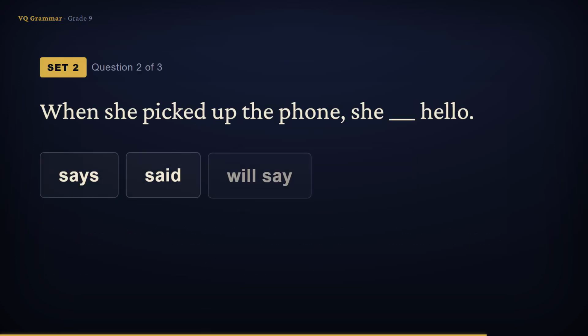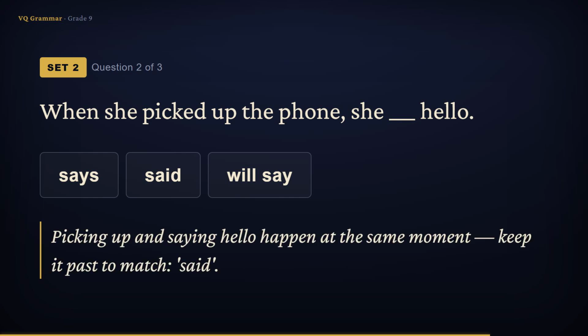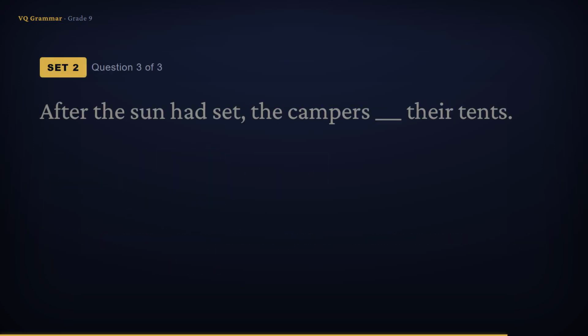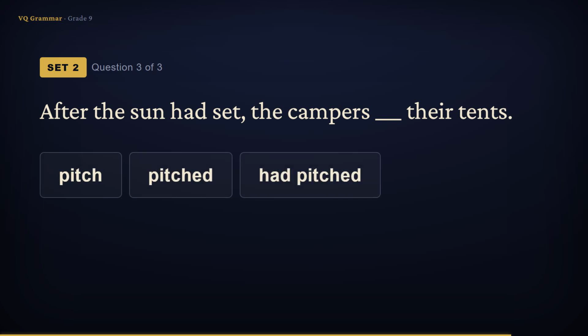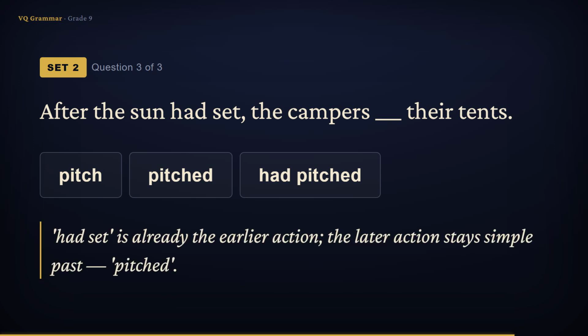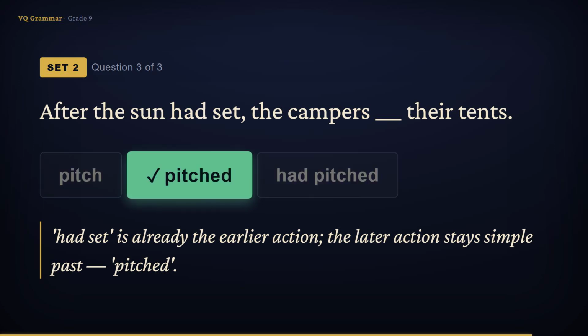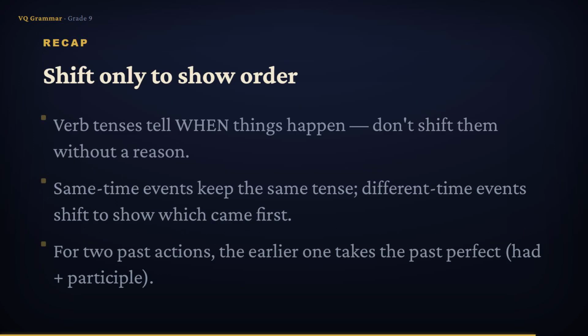When she picked up the phone, she blank hello. Picking up the phone and saying hello happen at the very same moment, so the tense should stay the same. Picked up is past, so we keep the second verb past too. The answer is said. After the sun had set, the campers blank their tents. Here, the earlier action, had set, already uses the past perfect. The pitching comes after it, so it's the later past and stays simple past. Don't double up on had. The answer is pitched.